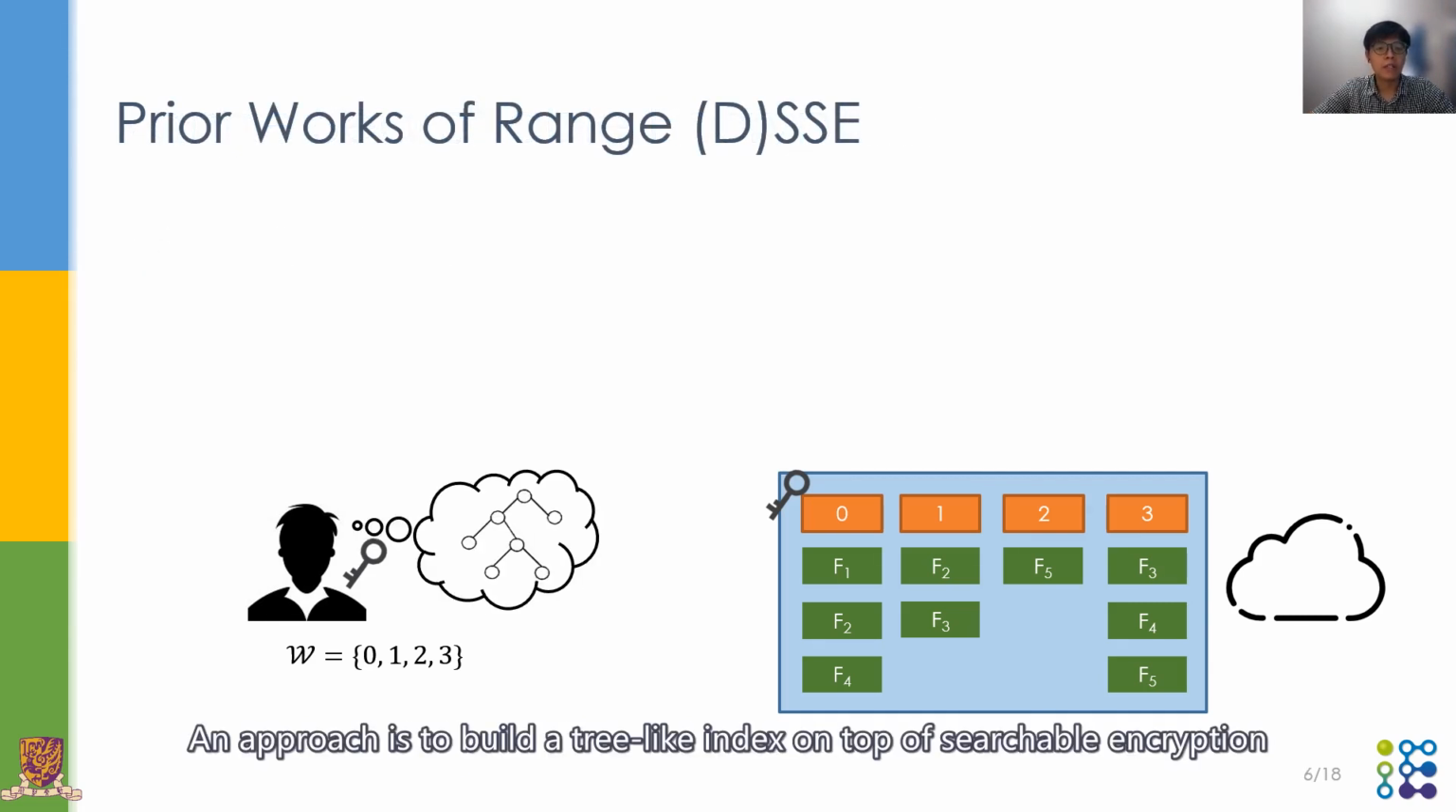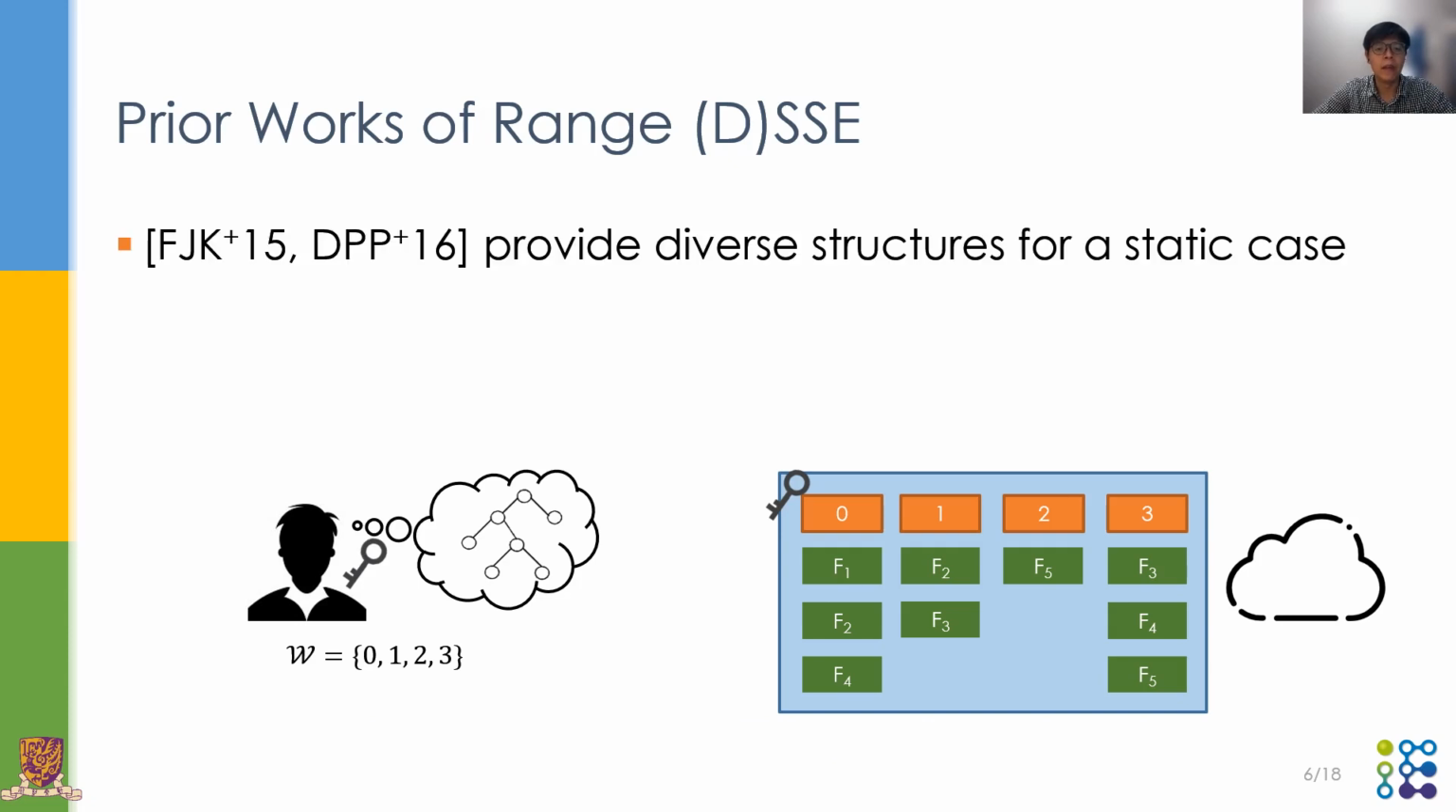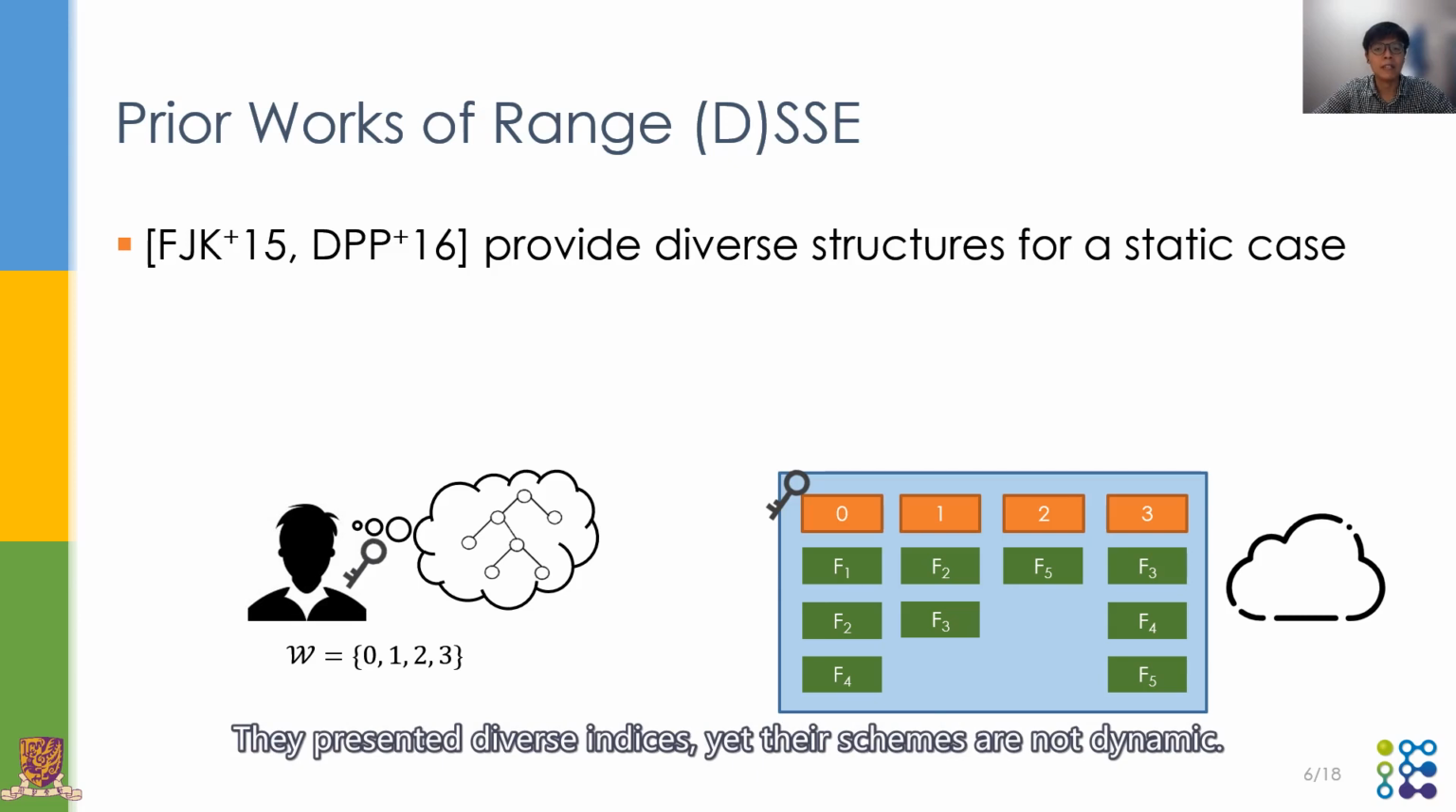An approach is to build a tree-like index on top of searchable encryption and reduce a range query to multiple single keyword searches. Faber et al. and Demertzis et al. initiated this study. They presented diverse indices, yet their schemes are not dynamic. That is, not supporting the insertion of keyword file pairs.